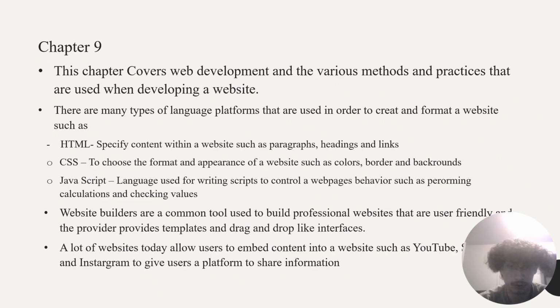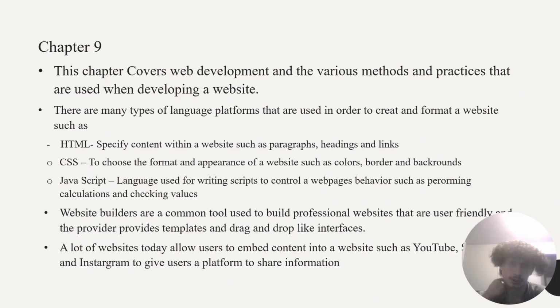HTML specifies content within a specific website, such as paragraphs, headings, and links. With CSS, you can choose formats and appearances on websites, such as colors, borders, and backgrounds. And JavaScript is a language that's used for writing scripts to control web pages and their behaviors, such as performing calculations and checking values to make sure whether boxes are filled or not within a website.